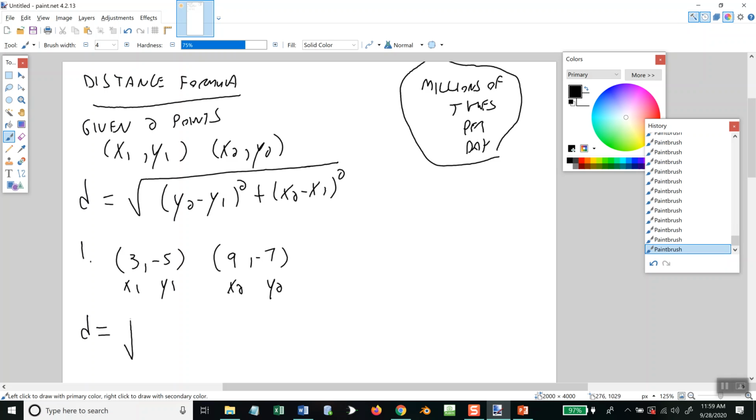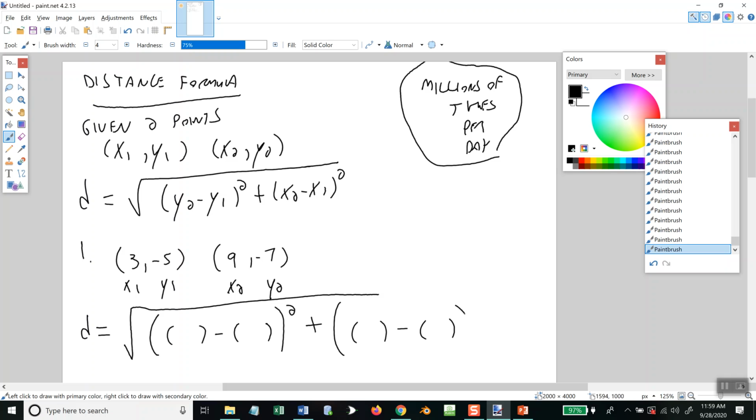If you mess up on signs, this is especially important. I'm going to go through and replace my variables with sets of parentheses. I'll make them a little smaller so I can separate the two. If you don't mess up on signs, this isn't as important to do. Remember, this is our y2, this is y1, this is x2, and this is x1.